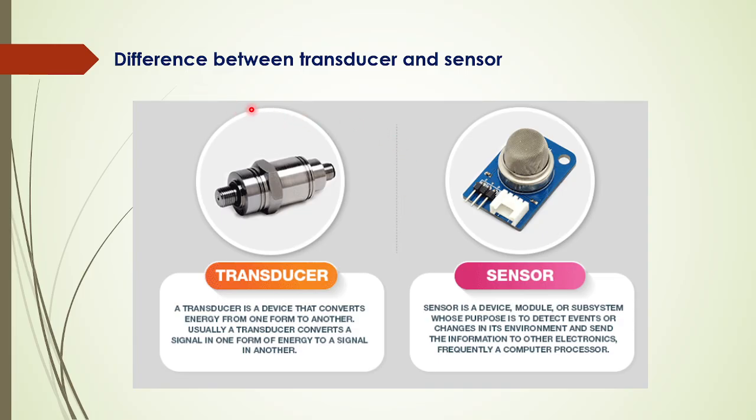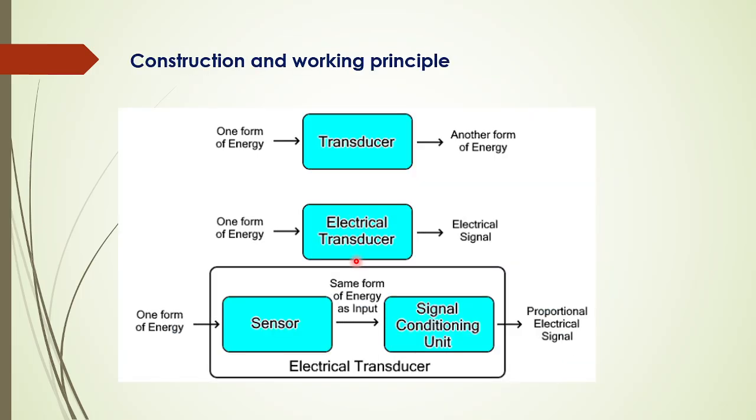Between transducer and sensor: the transducer, as we already discussed, is the device that converts energy from one form to another form. But the sensor can sense or detect changes in the environment and transfer that information to other devices. That is called a sensor. This is the major difference between transducer and sensor. Next we go for the construction and working principle of a transducer.